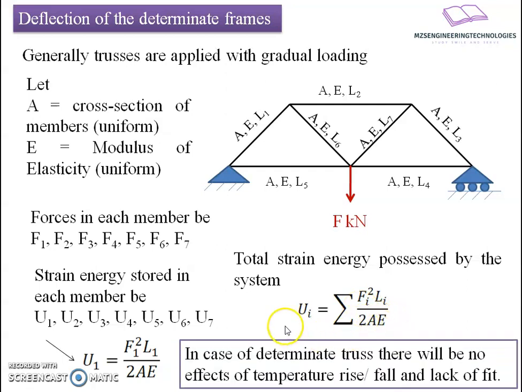Now, in the case of determinate trusses, we assume that there will be no effects of temperature rise or fall or lack of fit. As the members are pin jointed, they are free to expand and swell. There is no such restriction. That's why they will not be subjected to any secondary stresses or additional stresses. While in the case of indeterminate trusses, we have to consider it. We'll see that in the case of indeterminate trusses.